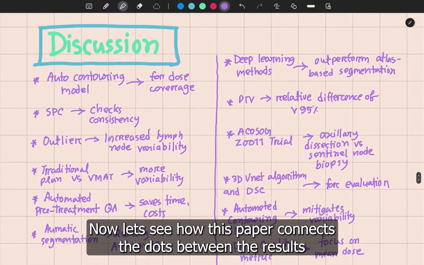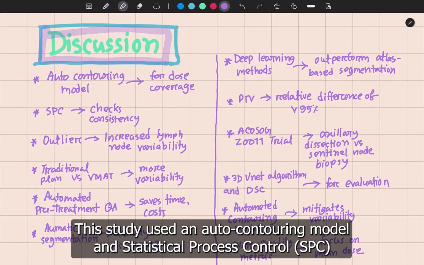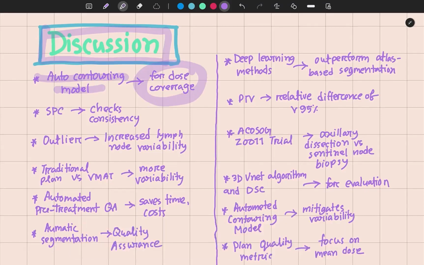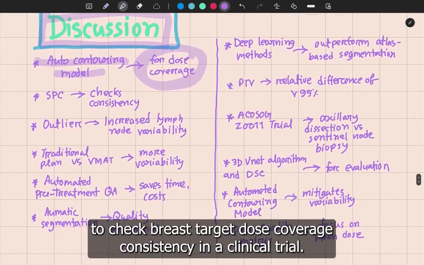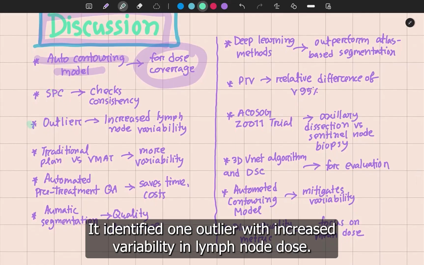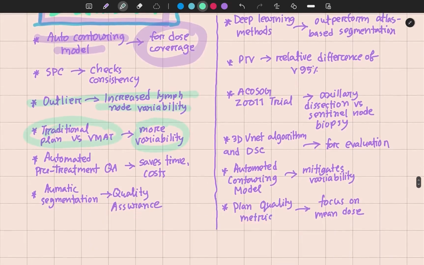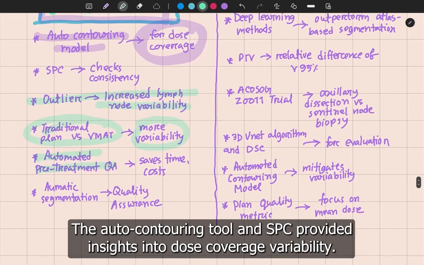Now let's see how this paper connects the dots between the results in the discussion section. This study used an auto-contouring model and statistical process control to check breast target dose coverage consistency in a clinical trial. It identified one outlier with increased variability in lymph node dose. Traditional plans showed more variability than VMAT. The auto-contouring tool and SPC provided insight into dose coverage variability.